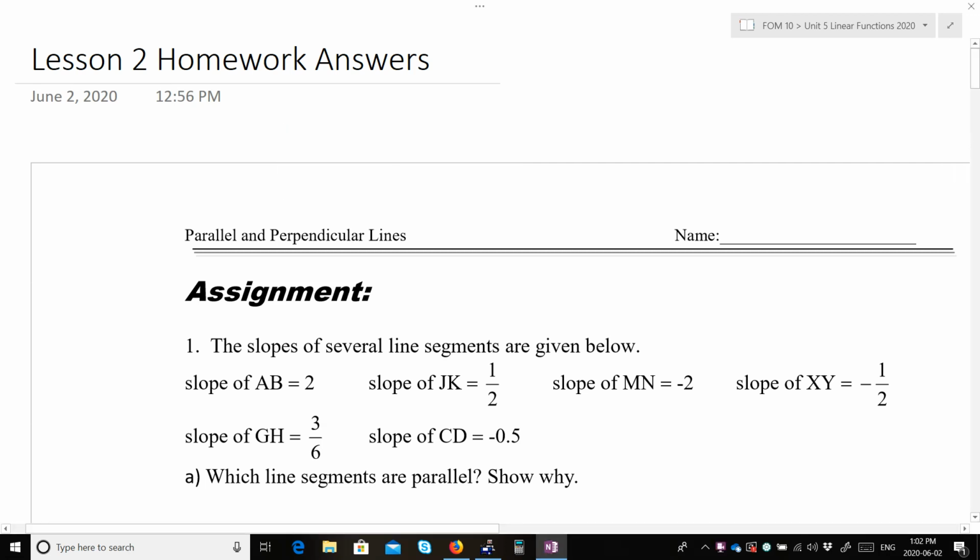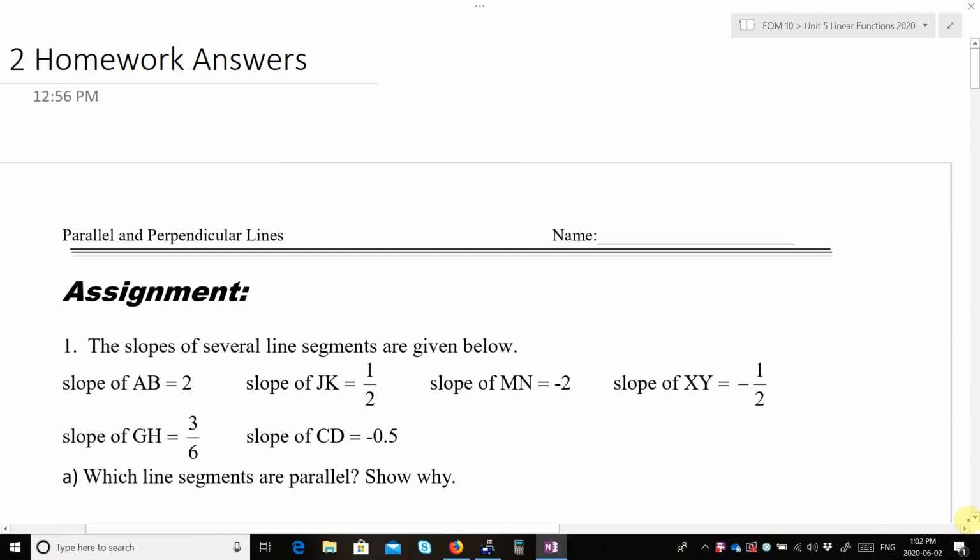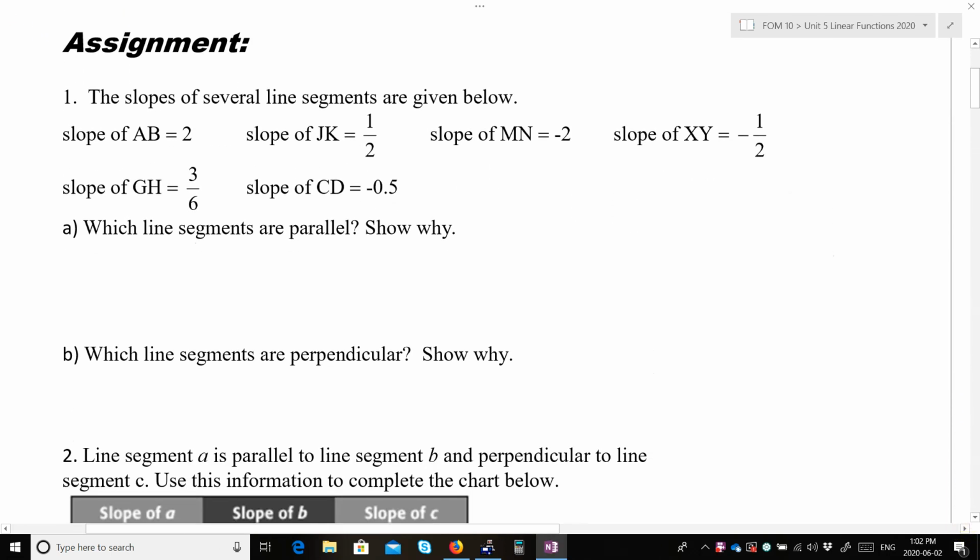Hi, FOM 10 students. This is an answer key for the linear functions lesson 2 homework. It is on parallel and perpendicular lines. This is what the assignment looks like.